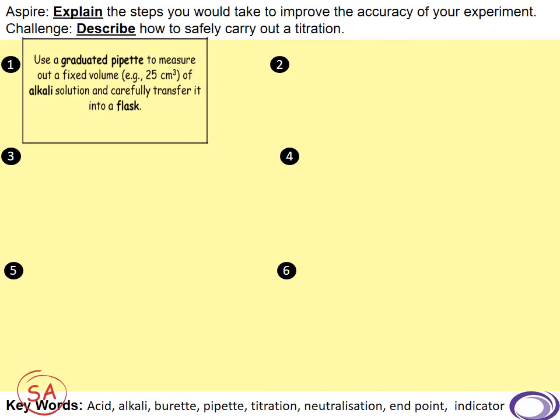How did you get on then? So first of all, we're going to use a graduated pipette to measure out a fixed volume of alkali solution and use that to transfer it to a conical flask. Usually we use 25 centimetres cubed.